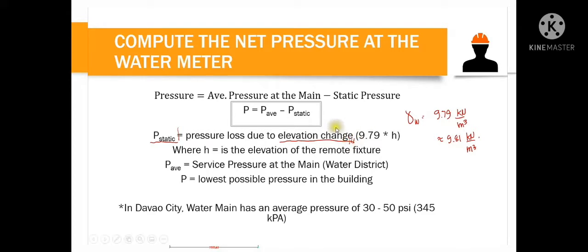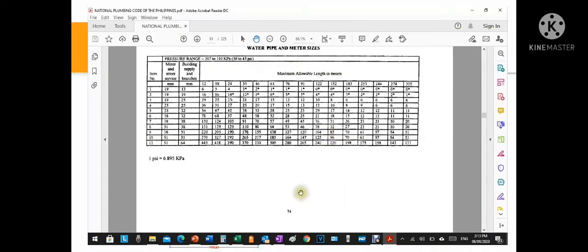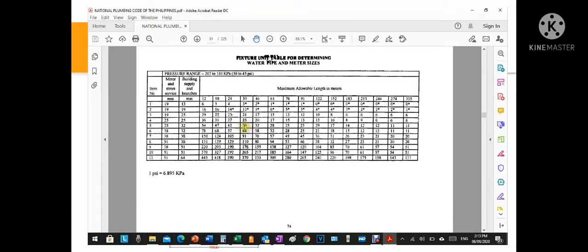Okay? Now, the P average, that is the service pressure at the main. Okay? So, at the water main. In Davao City, the water main has an average pressure of 30 to 50 psi, or approximately 345 kilopascal. Okay? So, we compute for the pressure first. Okay, then we choose the table based on the pressure range where the net pressure at the water meter will fall. So, going to Table 6-6 at page 74.